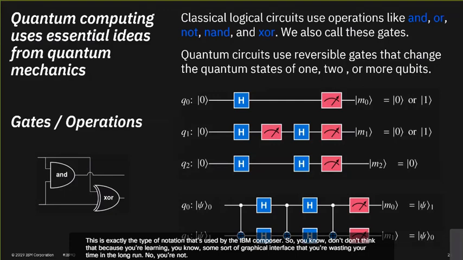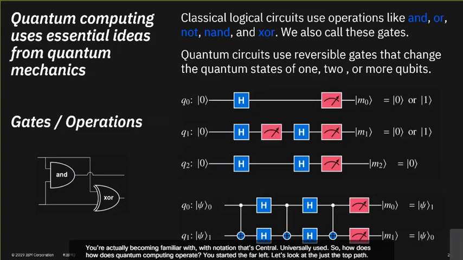Don't think that because you're learning some sort of graphical interface that you're wasting your time in the long run. No, you're not. You're actually becoming familiar with notation that's essentially universally used. Okay. So how does a quantum computer operate?